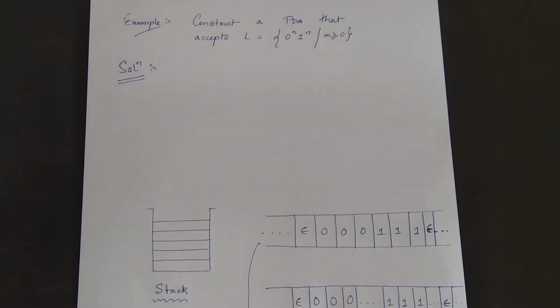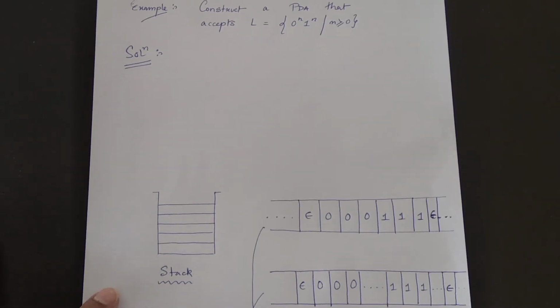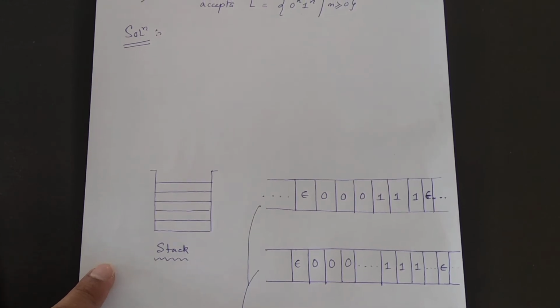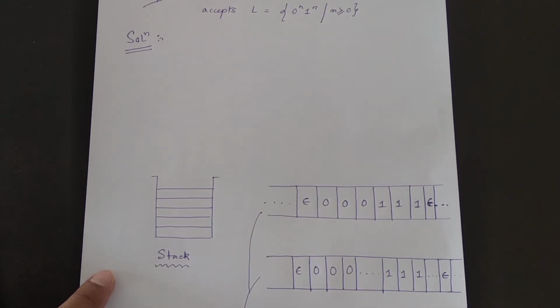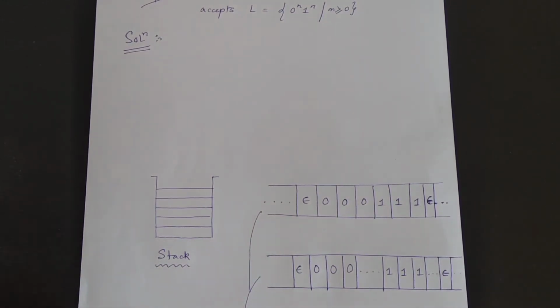Okay. So I have taken an example where the question is: construct a PDA that accepts the language 0 to the power n, 1 to the power n, where n is greater than or equal to 0. Now, for easy demonstration, I have already taken a stack and two infinite tapes. Actually, only one infinite tape I will be working with. This is for further explanation.